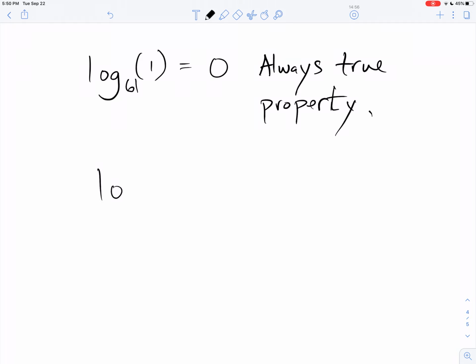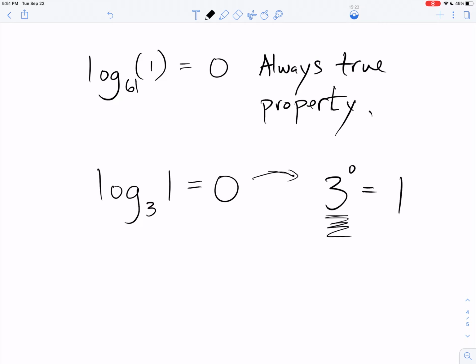Let me show you. Let's do log base 3 of 1. I know it equals 0. Why is that true? Well, why don't you convert it? If you convert it, the base stays the base. Base is 3. Flip-flop. Oh yeah, 3 to the 0 equals 1, because I showed you this in an earlier video. Any number to the power of 0 is 1.